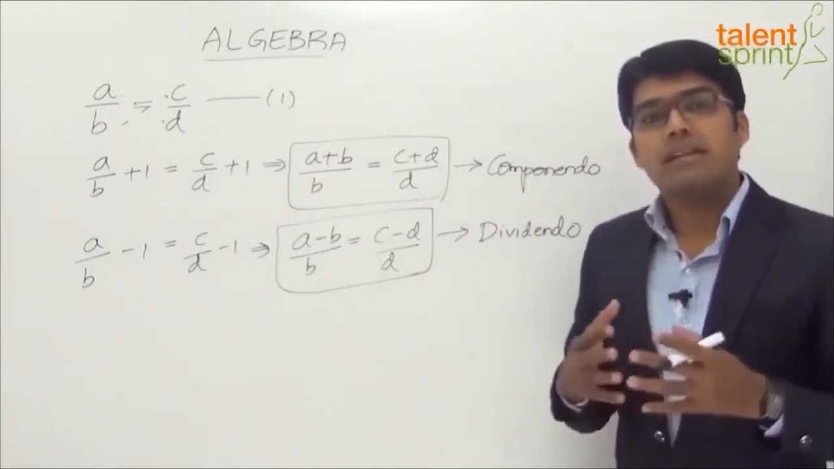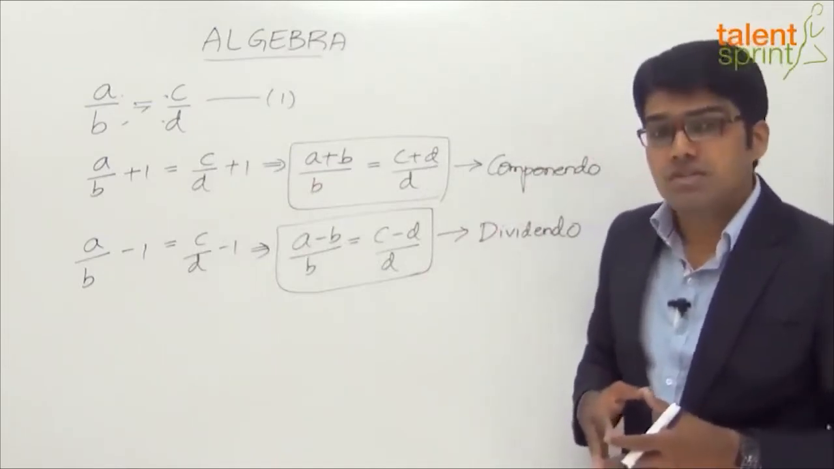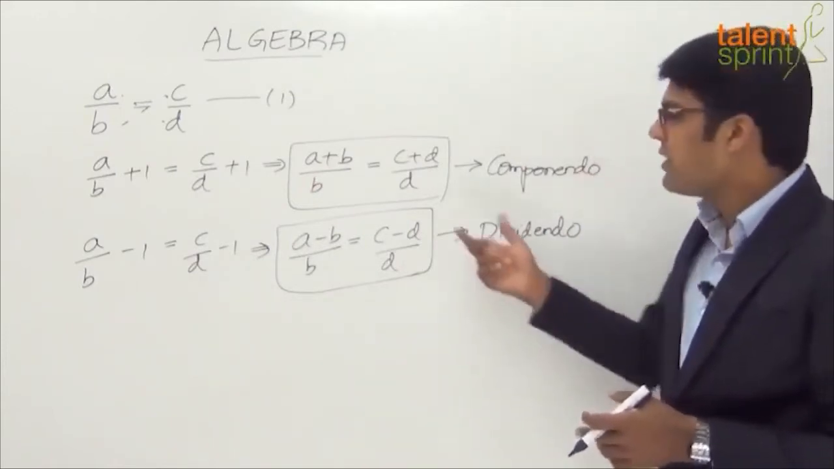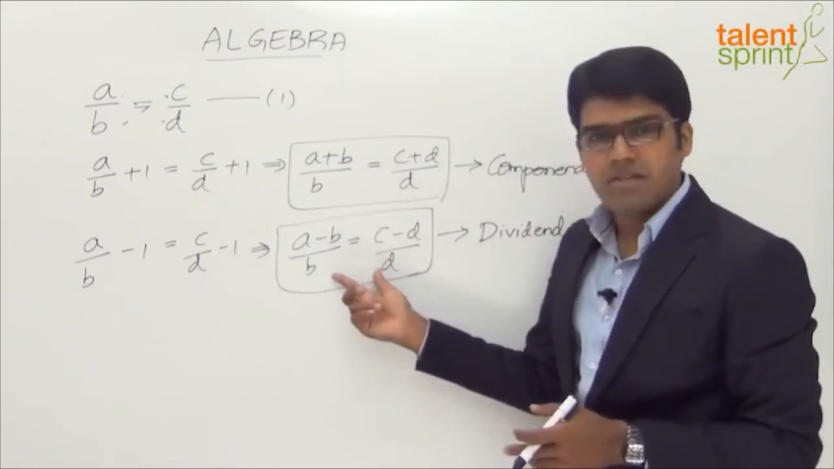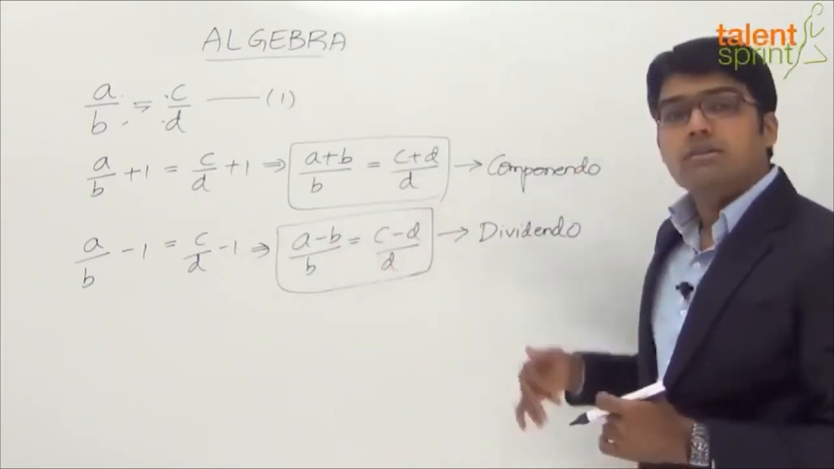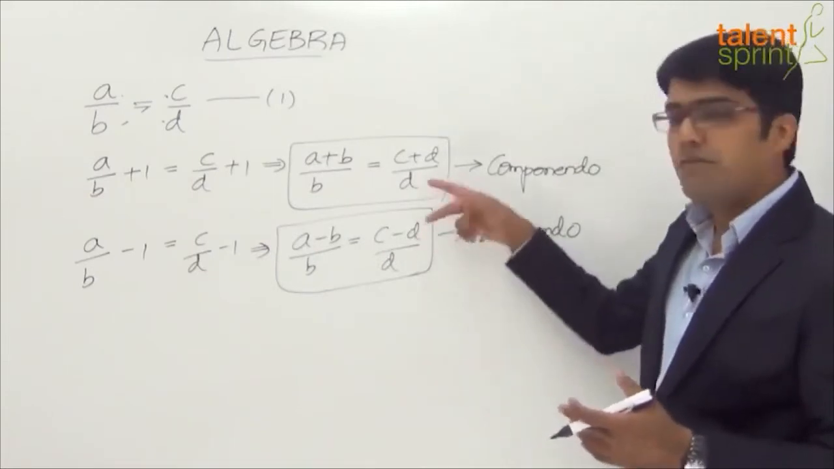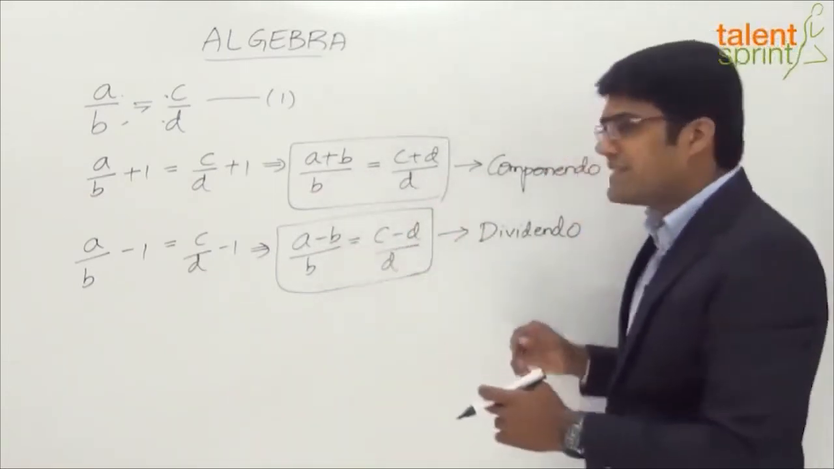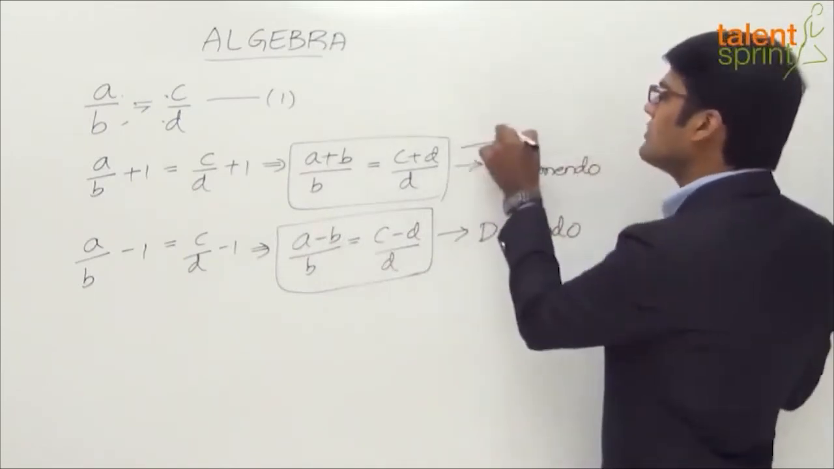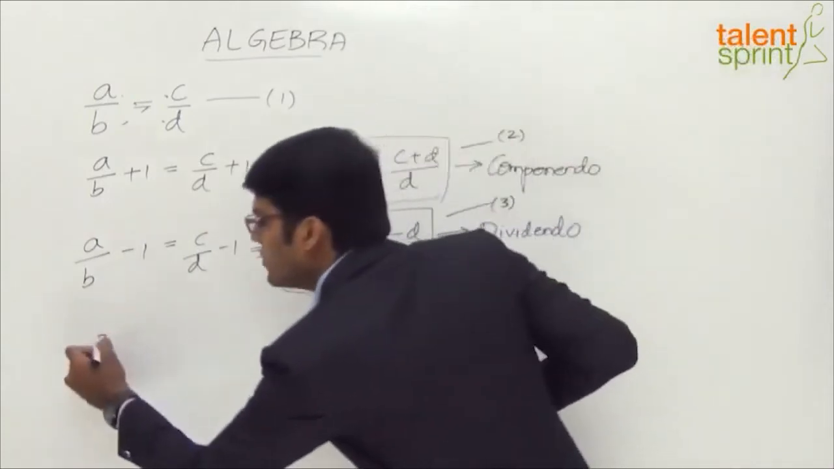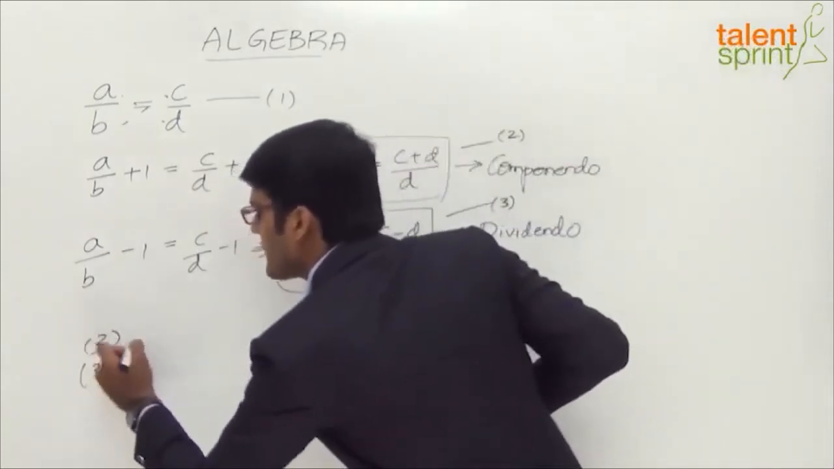Now we have one last relationship here, which is obtained by combining both componendo and dividendo. Alright, we have already got two different relationships here, componendo and dividendo. Now let's find out the next one, which is a combination of componendo and dividendo. What do we do here? Divide these two equations. Let's say this is equation number 2, right? And here we have equation 3. So let's take equation number 2 by equation number 3. So what do we get?